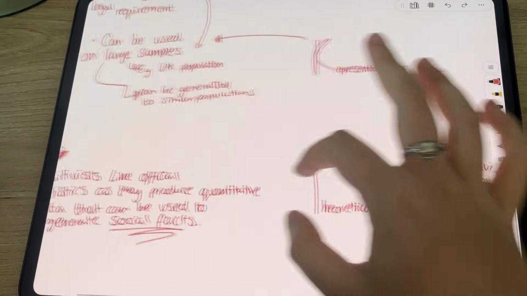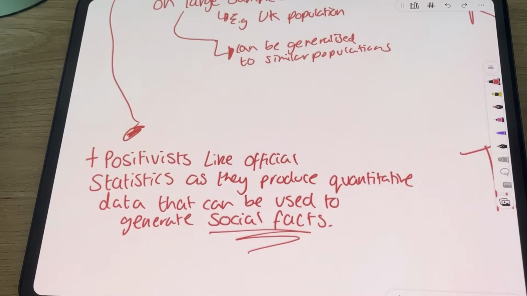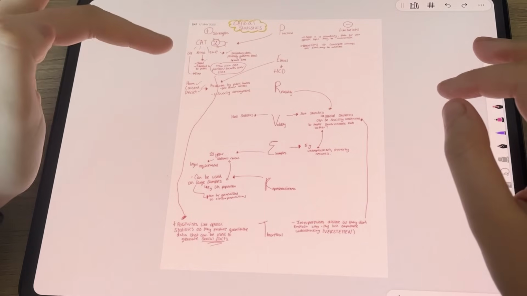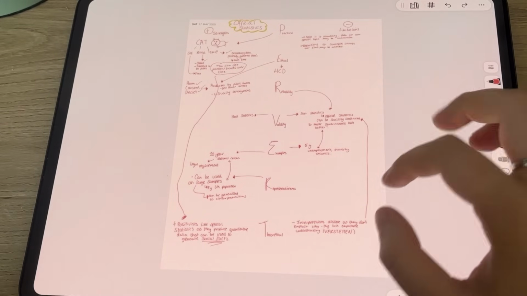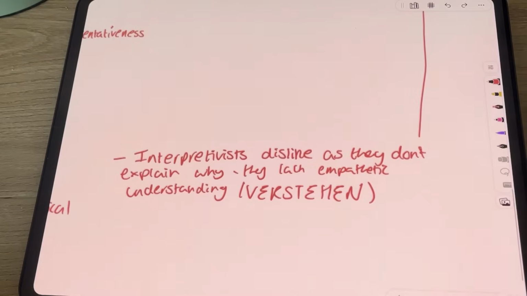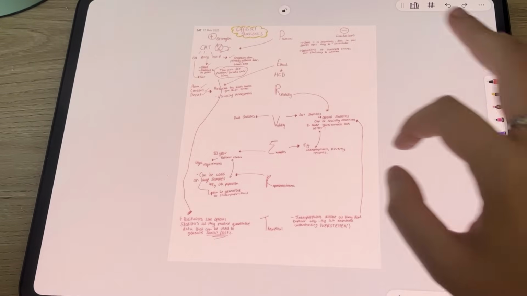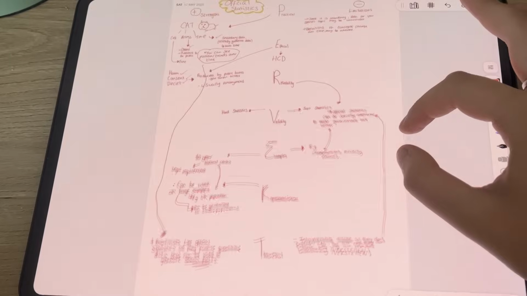Theoretical. Official statistics are liked by positivists, as they produce quantitative data that can be used to generate social facts. And if we go back here, you can see it links to patterns and trends over time. And then a weakness of official statistics is that it's disliked by interpretivists. And this is since statistics might show patterns and trends, but it doesn't explain why, which lacks that empathetic understanding, also known as Verstehen, the big fancy German word. And again, that links back to the social construction of statistics.